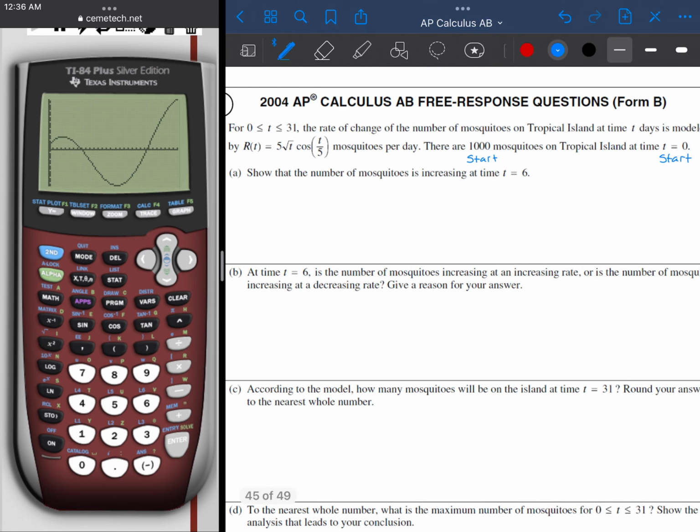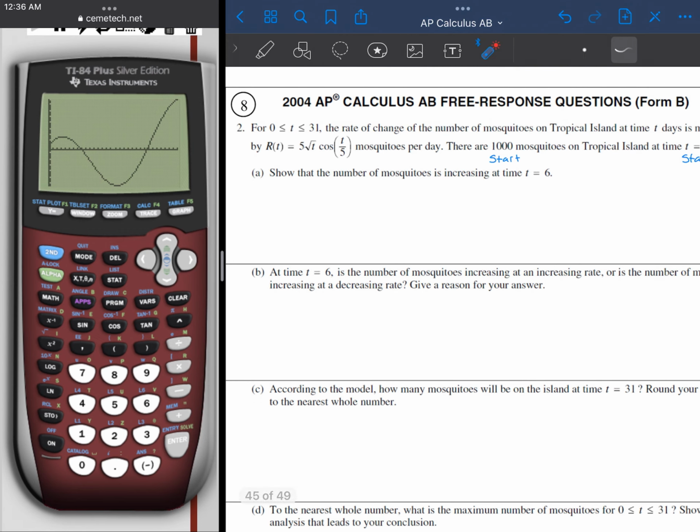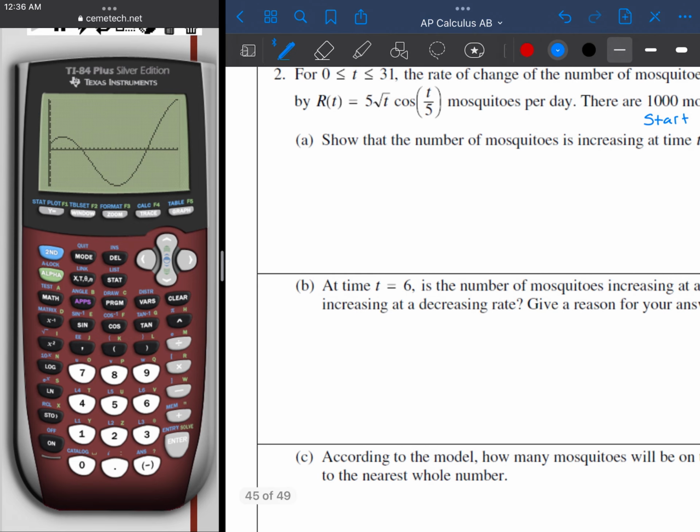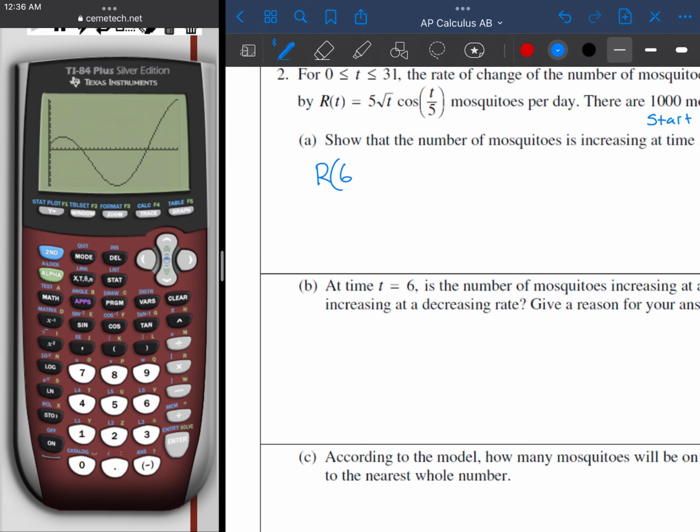Okay, part A, show that the number of mosquitoes is increasing at time is equal to 6. Whenever you have this keyword increasing or the keyword decreasing or both, it means take the derivative of the thing I was talking about, the number of mosquitoes. So this is really asking for number of mosquitoes prime, and cool thing for us, we have that because that is the rate of change of the number of mosquitoes. That's literally the same thing. So R of t is what it's asking for. It's asking for R of 6 here. We can just do a trace for that one. Trace 6, enter, done.